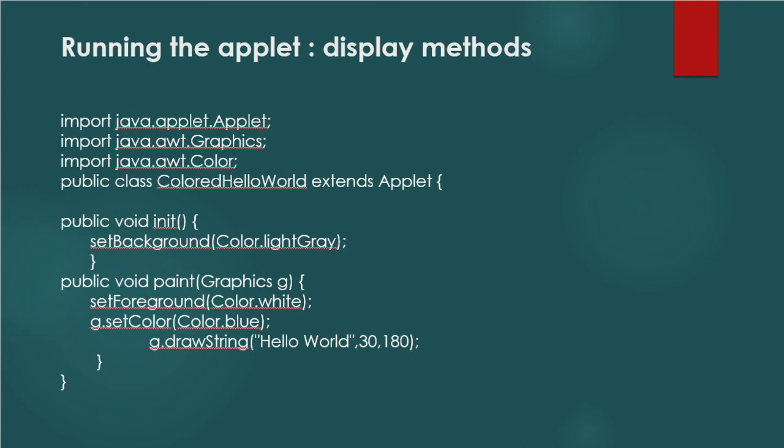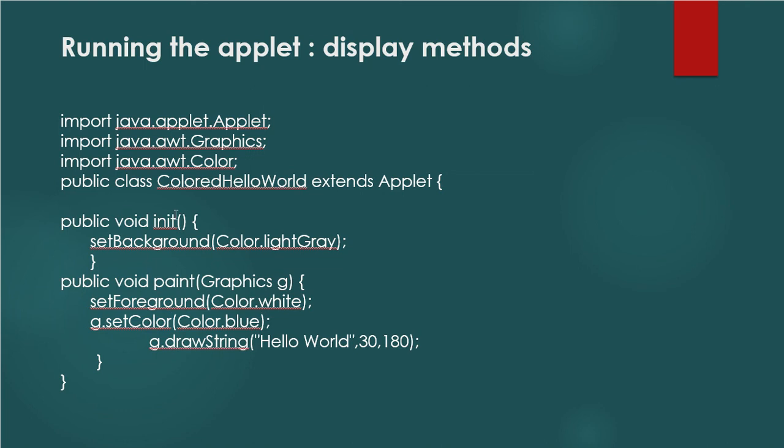I'll show you examples. As you can see in this particular program, here you have an implementation for the init method where you're setting the background to be light gray. Okay, so this is the syntax. So you are setting the background to be light gray, which means when the applet is started, automatically the background color will be set to light gray. Inside the paint method, you are using the foreground.